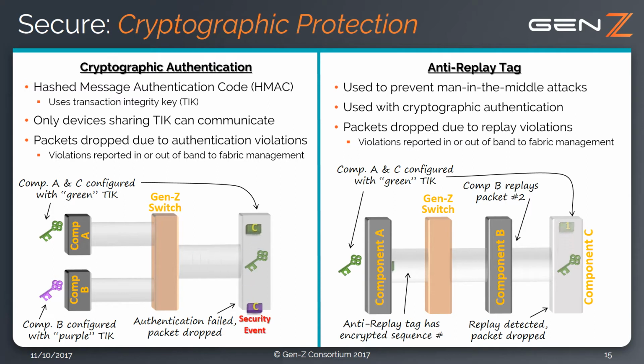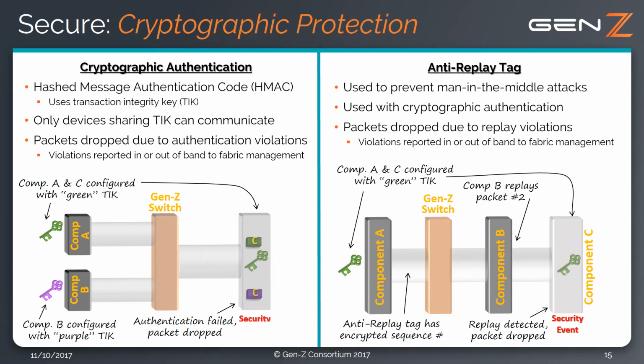Closely related to the HMAC capability is the anti-replay tag used to prevent man-in-the-middle attacks where components may repeat previously sent packets for the purpose of impairing a target component. Components that require anti-replay protection must also support the hash-based message authentication code, or HMAC cryptographic authentication we just discussed. There are two types of anti-replay tags that can be supported: either a packet sequence number unique to the source and destination component, or a master clock value driven by the Gen Z precision time feature.